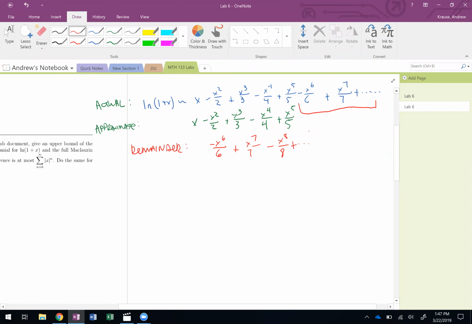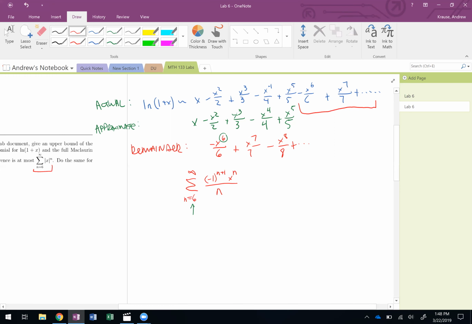Now, you might be thinking, okay, if I wanted to express this remainder in series notation, I'd do the sum from n equals 6 to infinity of negative 1 to the n plus 1 times x to the n over n. We're starting it at 6 because that is the term that we're starting with in our remainder. Now, this sum should be the error, right? That's the amount that we're missing. But that's not the sum that we're using. Now, what's going on here?